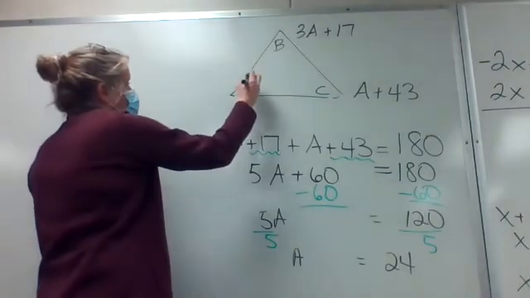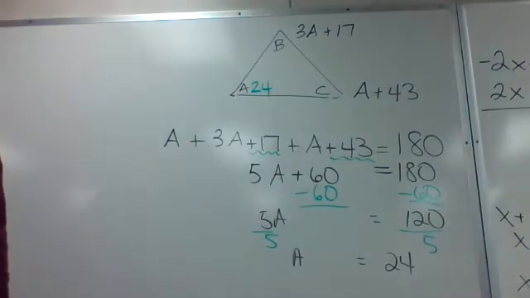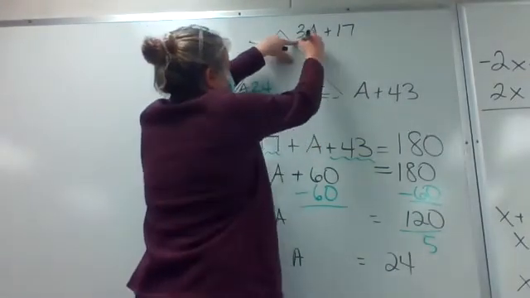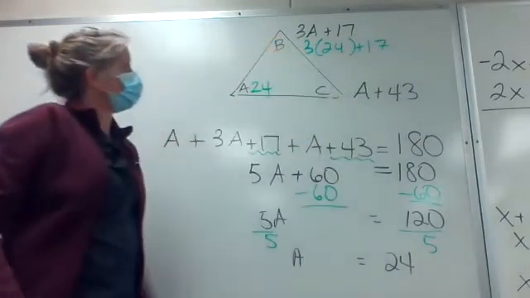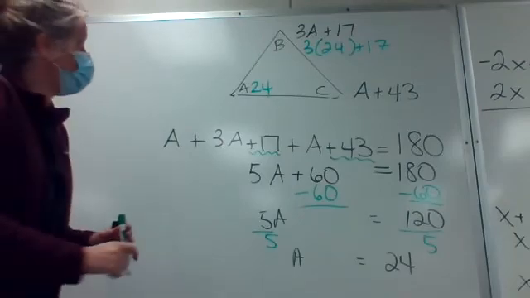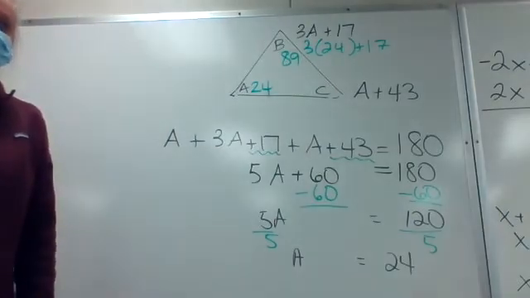So I know that A is 24. Now that I know A, I know how B and C relate to A. So what are you putting in this A spot? 24. Right. So 3 times 24 plus 17. What does that give you? 89. 89 is angle B.